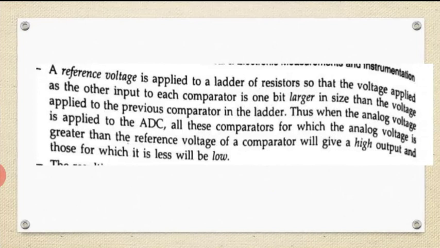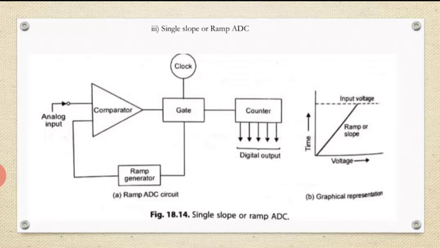All the comparators for which the analog voltage is greater than the reference voltage will give a high output, and the remaining will give a low voltage. High means 1, and low means 0. Hence, finally, it will be encoded.